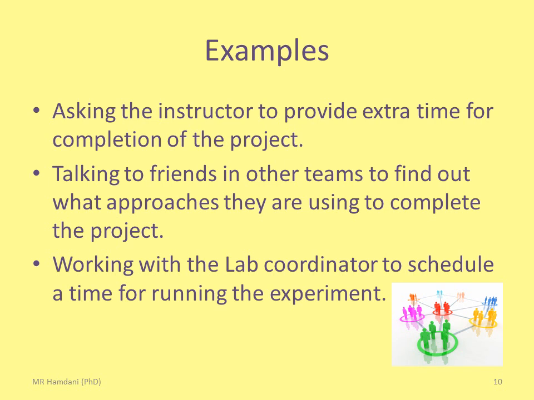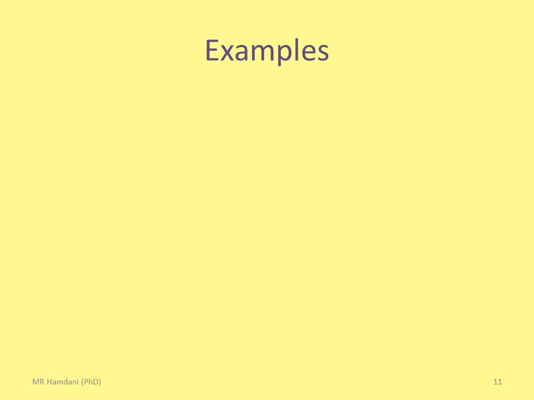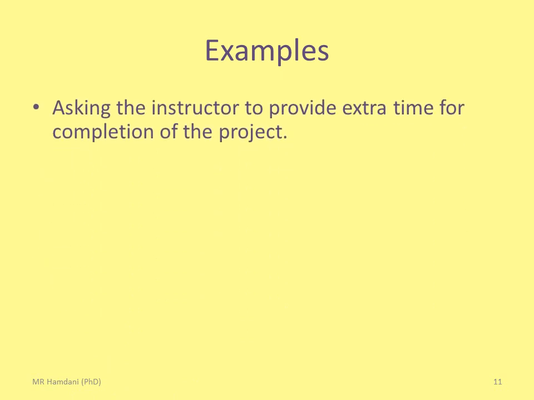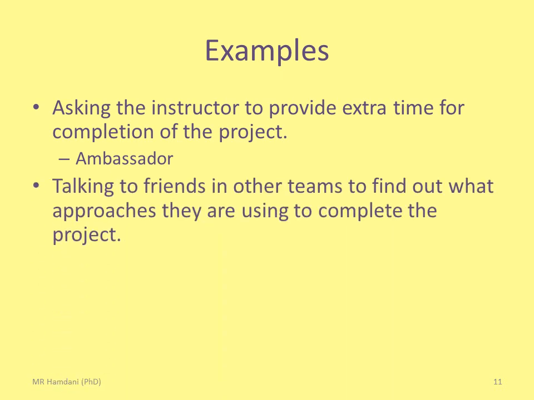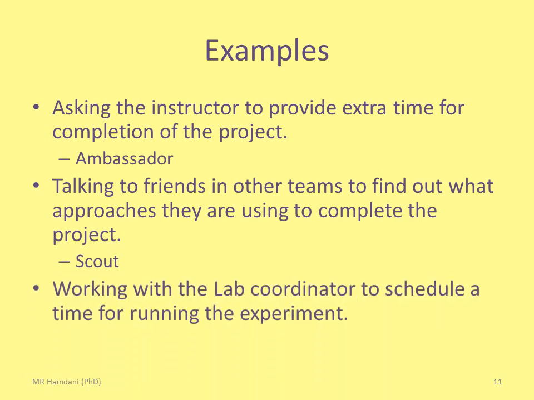So in the first example, you're trying to get an important resource from the instructor, which is time. And this would be an example of ambassador activity. In the second example, you're trying to gain intelligence regarding what other teams in the class are doing to be successful. Of course, you don't want to be far behind from others, and this intelligence is important. So, this would be a type of scouting activity. And finally, scheduling a time with a lab coordinator who is an outsider to set a time for conducting your experiment is a type of task coordination activity.